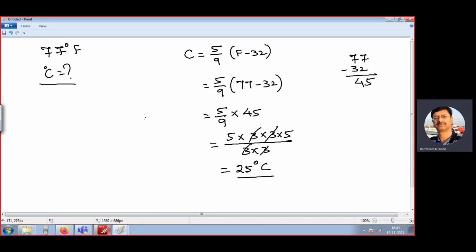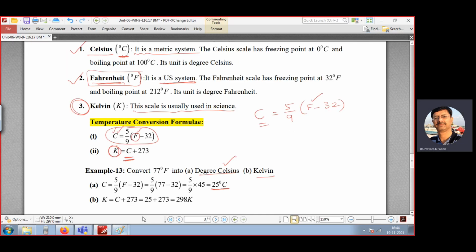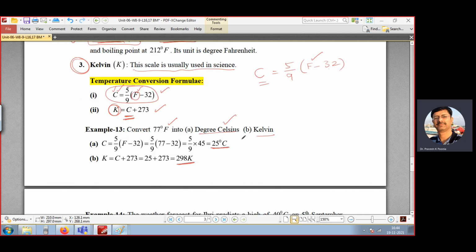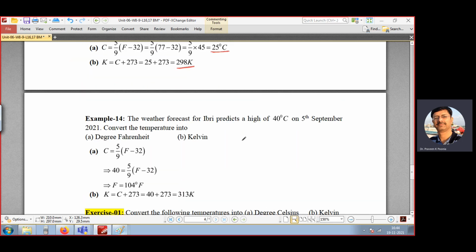Now we need to change into Kelvin. So what is K? K is C plus 273. What is the value of C? C is 25 degrees centigrade. Put the value of C: 25 plus 273. 5 plus 3 is 8, 7 plus 2 is 9, and 2. So 298 Kelvin. This is the answer. So if degrees Fahrenheit is given, using this relation you can change into centigrade, or you can change into Kelvin. Okay.